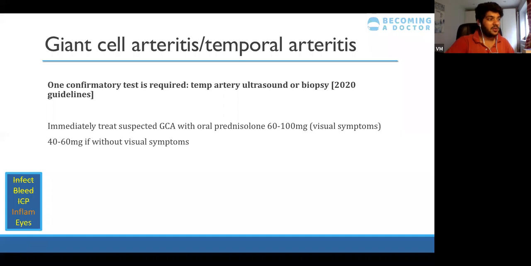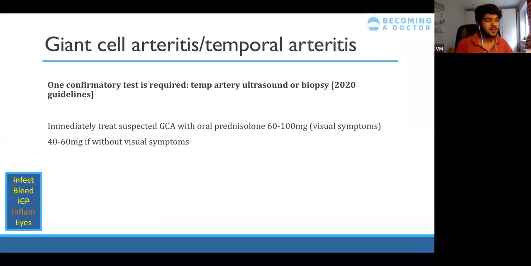Now, I mentioned that patients with GCA get visual symptoms as well, and that's really important for you to elicit in your history. So when you're thinking about history taking, always ask about visual symptoms, blurring of vision, loss of vision. This is important because it changes your management of temporal arteritis.